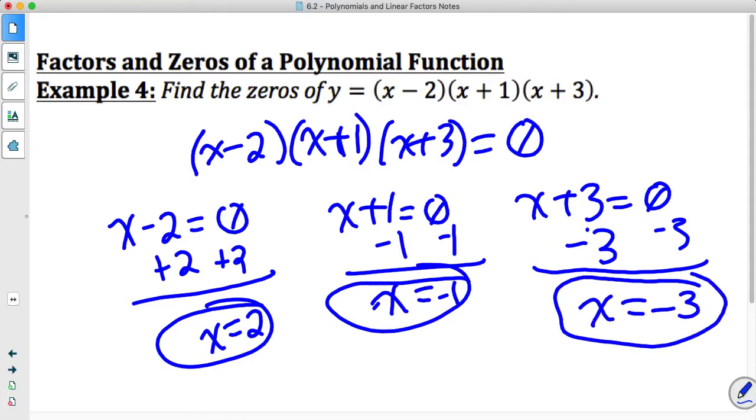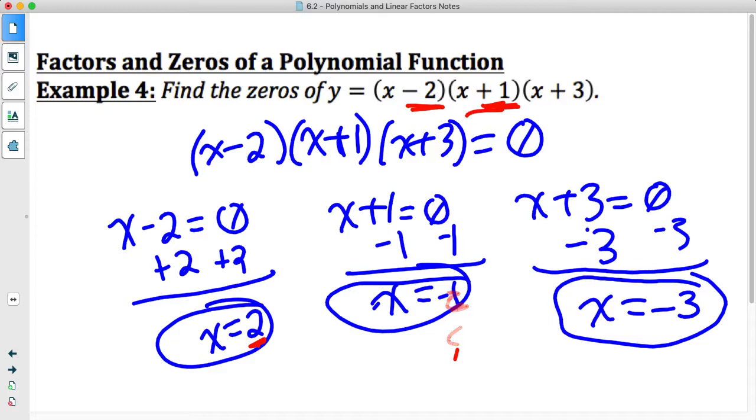Now I want to point something out here because when we get to the last example, it's going to be important that we recognize something. So if we look at this as a negative 2, that produced a 0 at a positive 2. This was a positive 1, produced a 0 at a negative 1.